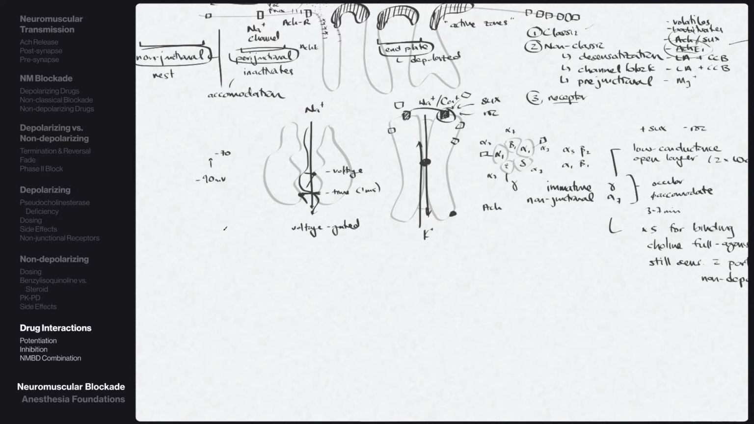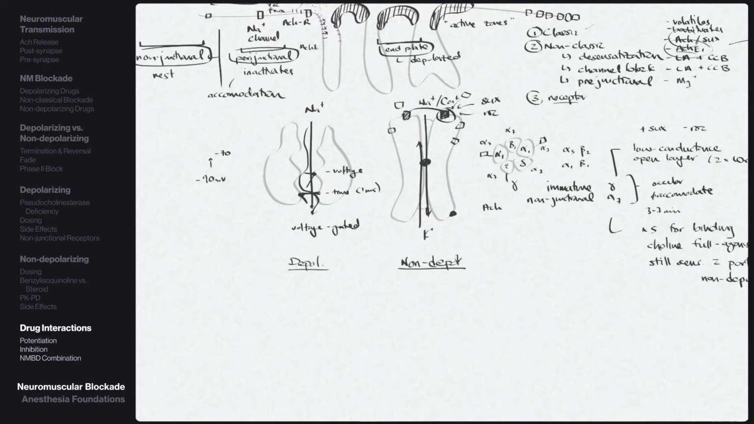So for our next section, we'll talk about the idea of drug interactions that potentially interact with both our depolarizers and non-depolarizers, to essentially review what the comparison is between them. Remember we talked about classical and non-classical types of blockade, as well as desensitization, direct channel blocking, and pre-junctional blockade. And so we'll talk about both depolarizing and non-depolarizing.